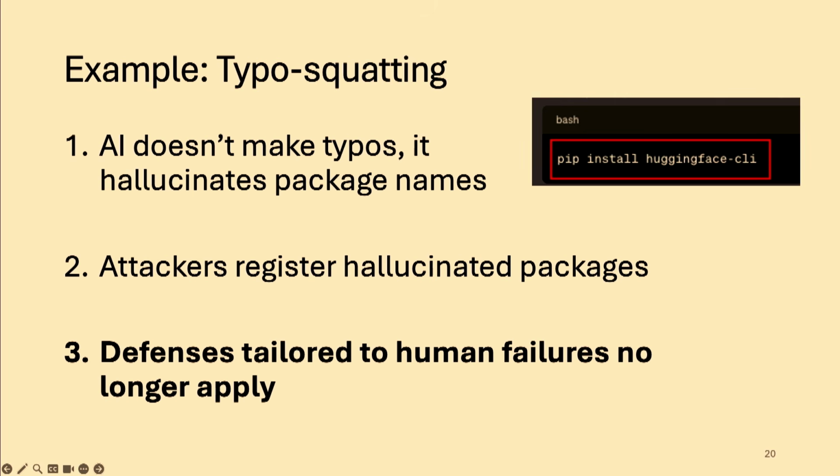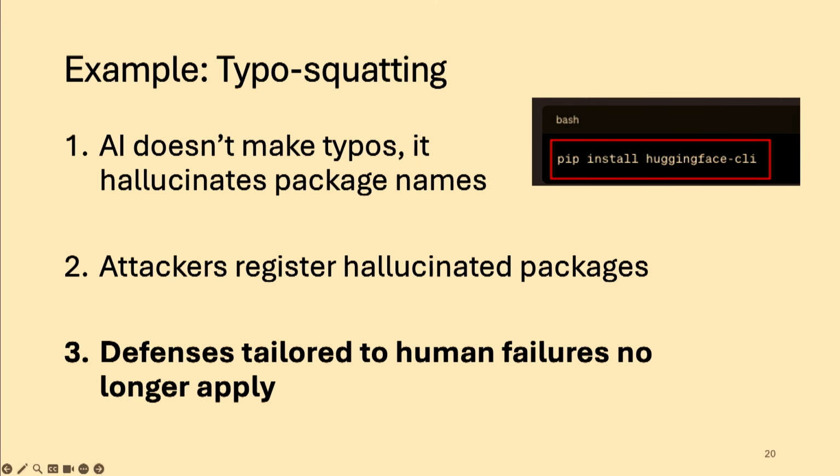The way you actually install the Hugging Face CLI is you install Hugging Face with a CLI option instead of a separate package. And so now attackers were like, aha, a new attack surface. Let's register these hallucinated packages. And there wasn't a defense in place for it yet, because humans don't do this. Humans do typos. AI sort of makes an entire big typo for the entire resource.